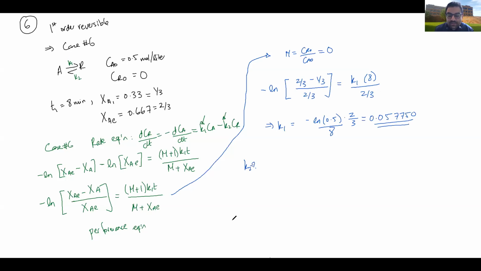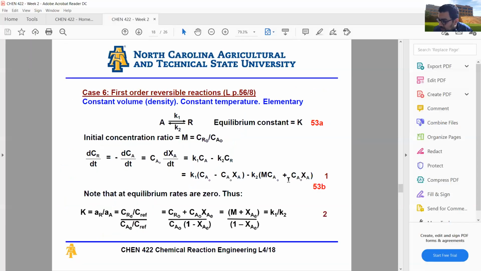Let's go back to the slides and have a look at what the situation is with K2. I have this K1, K2, and I have this equation where M plus XAE divided by 1 minus XAE is equal to K1 divided by K2. I'm going to use this expression to get K2. So let's go back to the whiteboard right here.